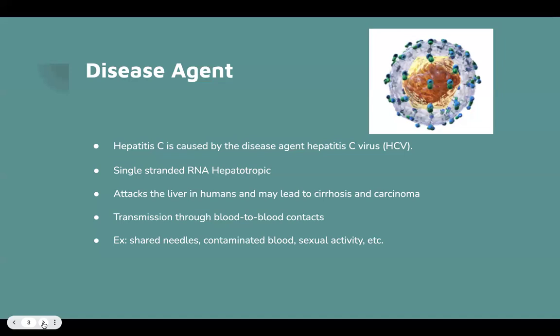Another one would be risky sexual activity. When there is not safe sex practice, there is more risk of blood-to-blood contact. Blood-to-blood contact in sexual activity is more common in male-to-male sexual contact due to the risk of blood exposure. HCV can also be transmitted from a mother to her newborn baby. That is not through breast milk, but rather in utero.